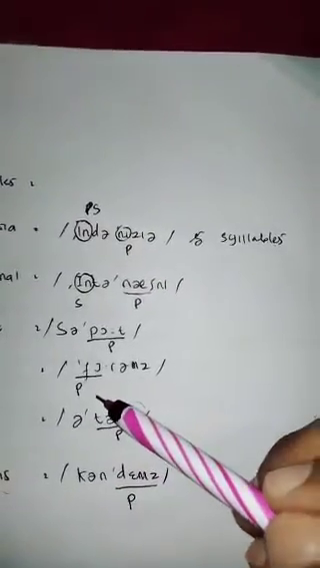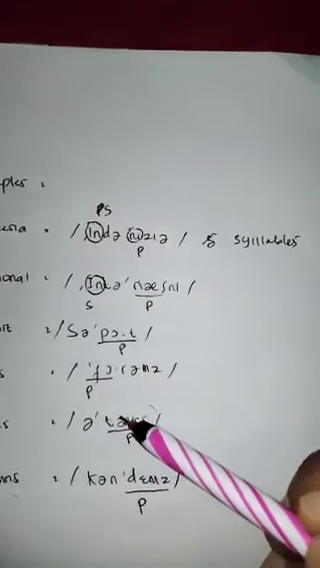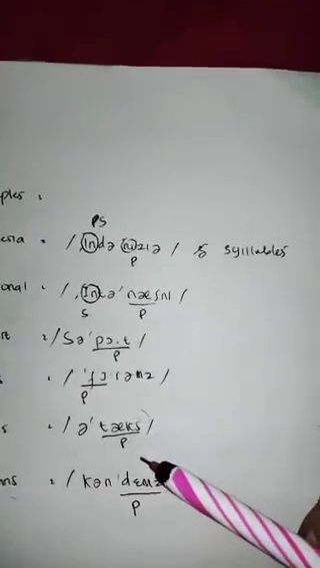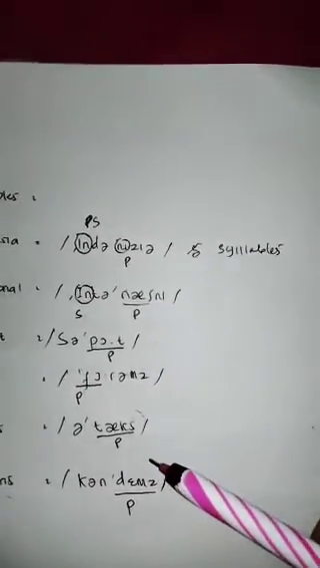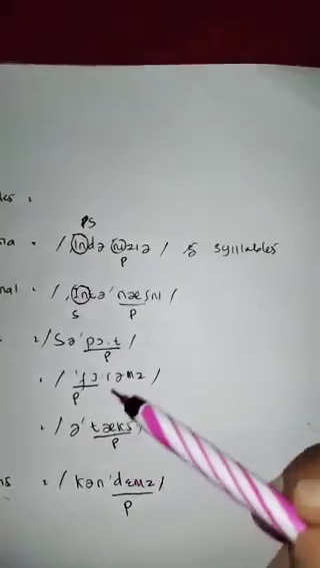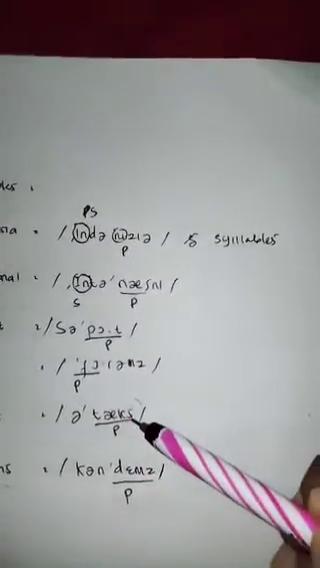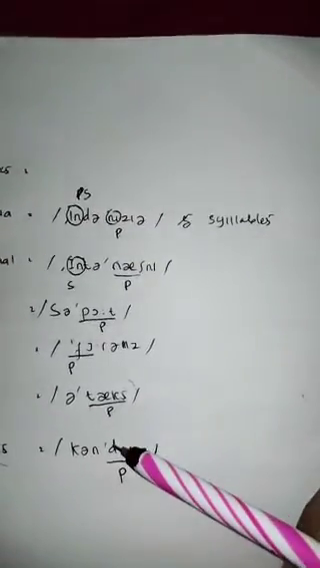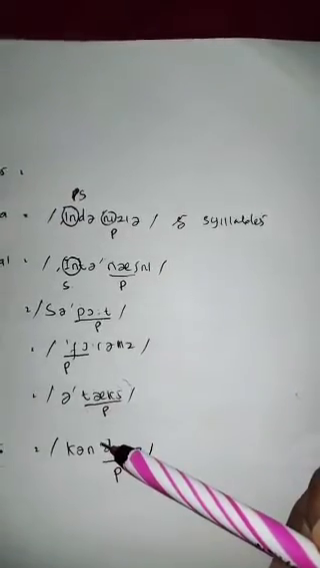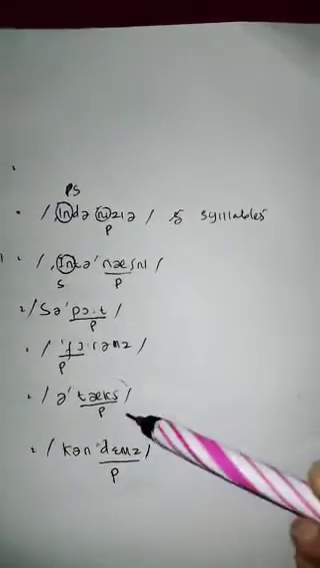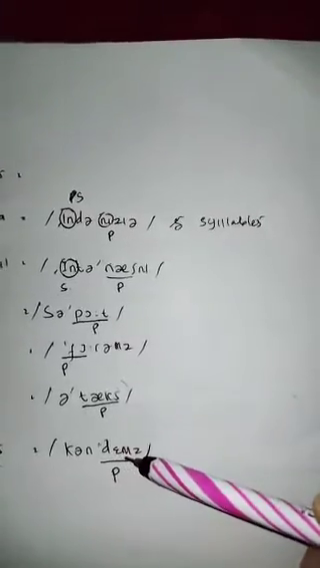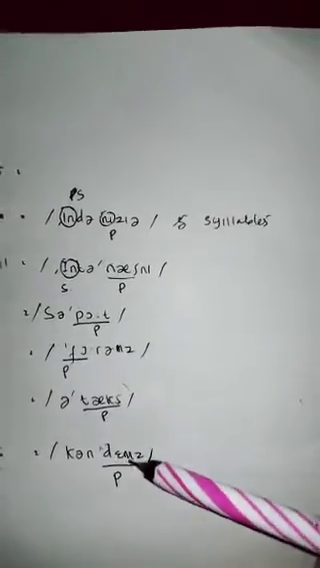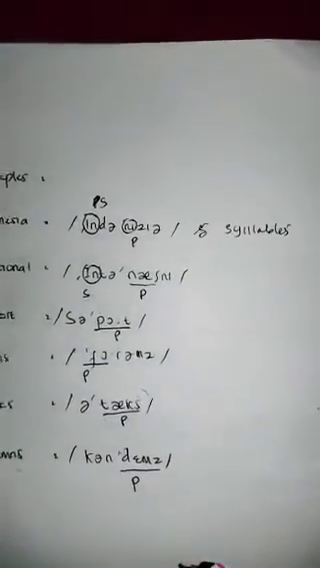Number 5, attacks. The phonetic transcription. There is a mark here, so you must read the word with primary stressing. Primary stressing is longer emphasis than others. Attacks, attacks. Number 6, condemns. There's a mark here, and you must read the word with longer emphasis than others. Condemns, condemns. Okay, have you understood my explanation?